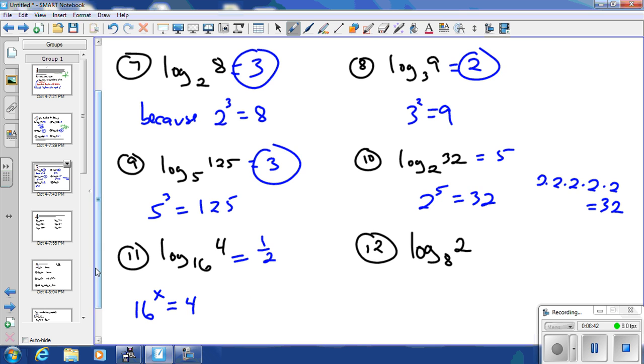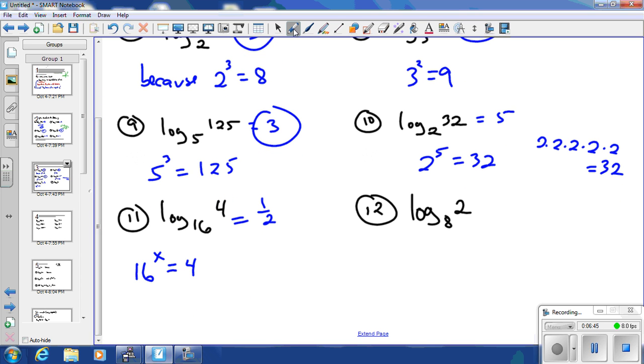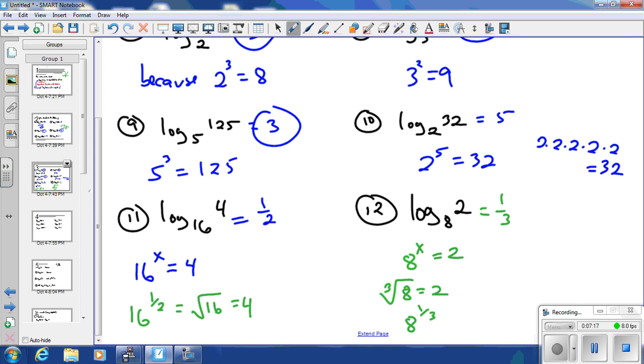So if I say, let's extend this down here, if I say 16 to the 1/2 power, that's the same thing as the square root of 16, which equals 4. So over here, 8 to a power equals 2. Again, how can that happen? Well, if I take the cube root of 8, I get 2, so the cube root of 8 can be thought of as 8 to the 1/3 power. So this is equal to 1/3.